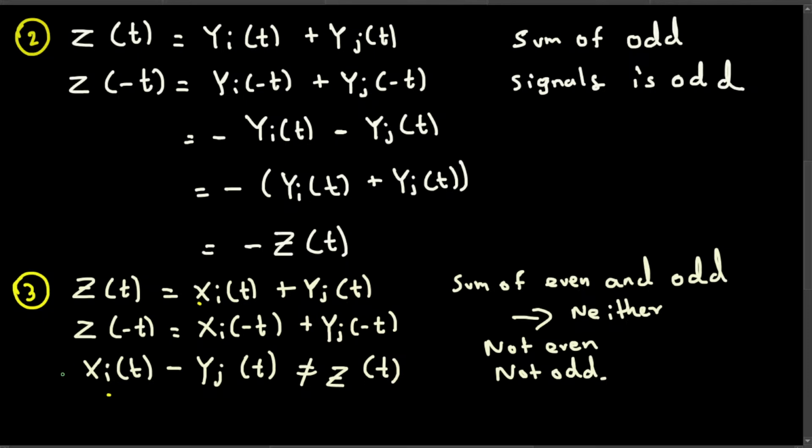Even if you take the negative common, what happens is that it makes this one negative. Like if you take the negative common, you have to make this x of t negative. So negative x of t plus yj of t, that's not the one we have. So we cannot have the odd or even. So since we are not getting an odd or even signal, this is neither. Sum of even and odd is neither, not even, not odd.